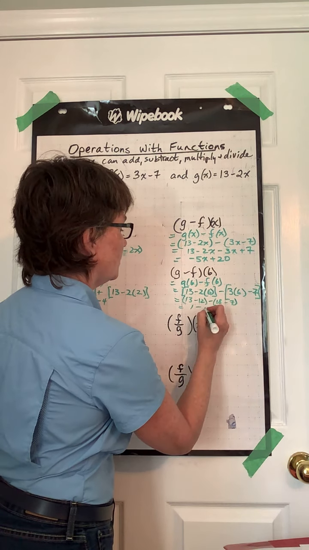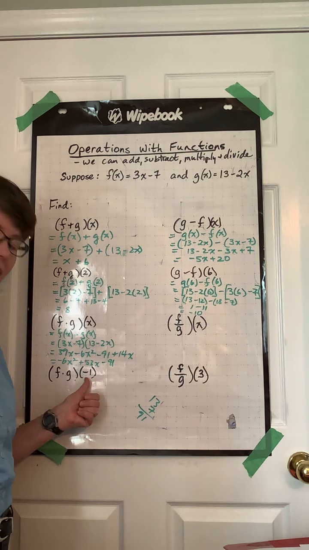and now we will multiply that through. So 3x times 13, 39x, 3x times negative 2x, negative 6x squared. Negative 7 times 13, 13 times 7 is 91, so negative 91. And negative 7 times negative 2x is plus 14x. Combine our like terms. We have negative 6x squared, 39, 14, 53x, subtract 91.